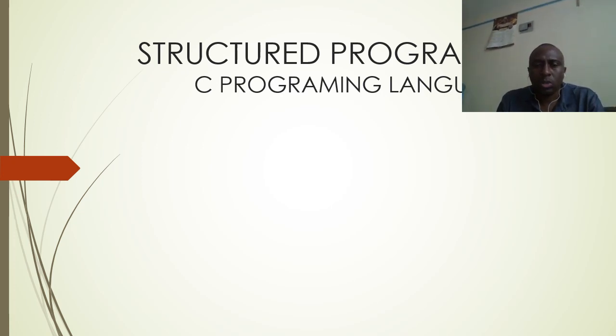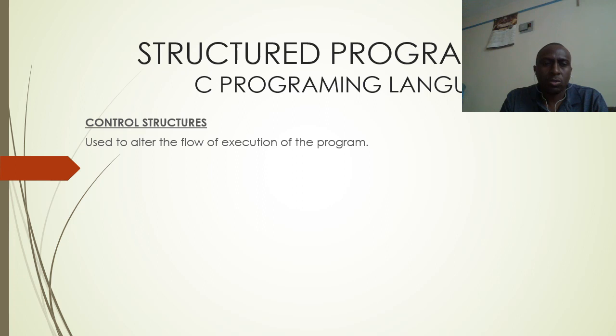Today I want us to cover structured programming language using C programming language. In this language, I want us to cover the control structures. And what are control structures? Control structures are used to alter the flow of execution of a program depending on the type of control structure that you choose. For example, you may decide to execute all the statements in the program or a specific statement and skip the rest depending on the structure that you choose.